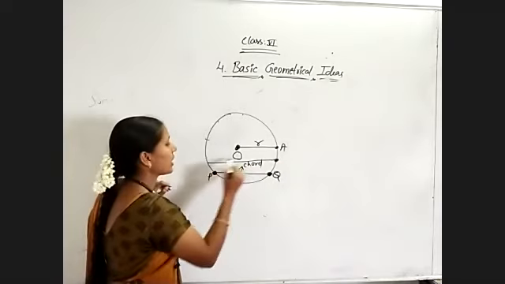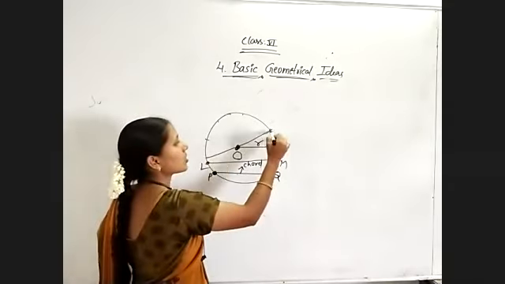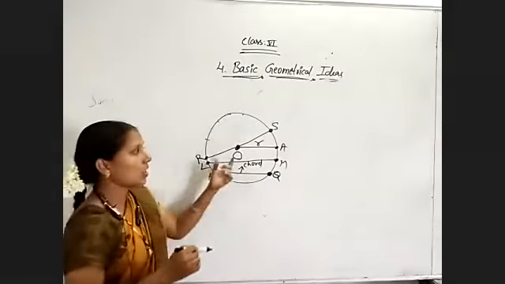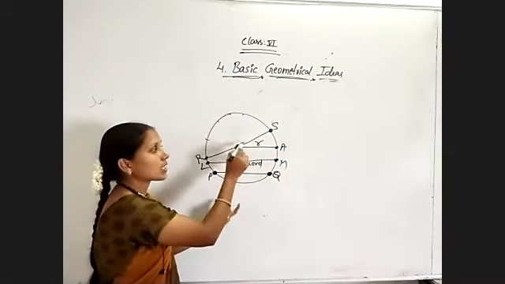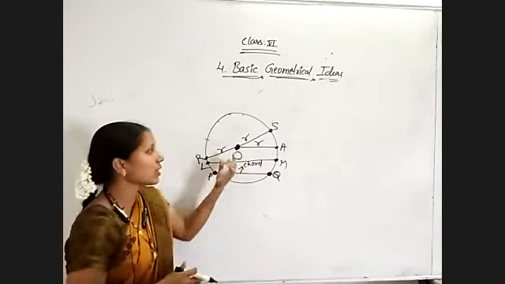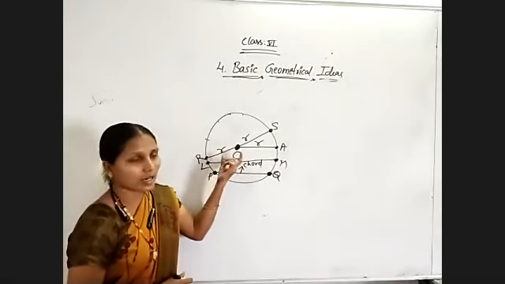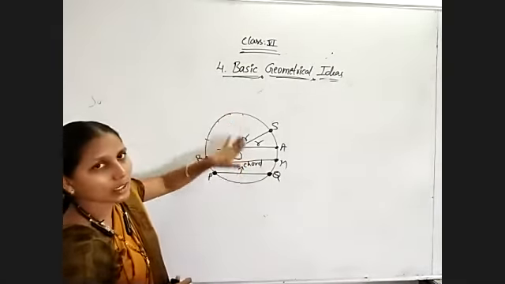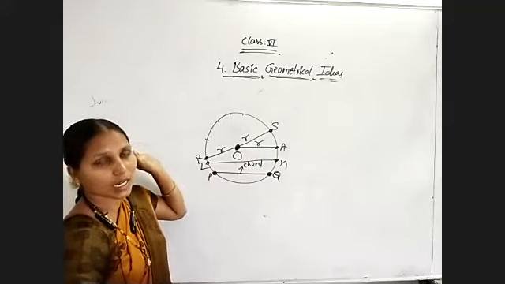Every chord has a different length, and the chord which is passing through the center is the longest chord of the circle. That longest chord is termed the diameter. The chord which is passing through the center is known as the diameter. It is the longest one, and its length is given by twice the radius. We can draw so many diameters from the center, and each diameter divides the circle into two equal parts. Each equal part is termed a semicircle, half of the circle.